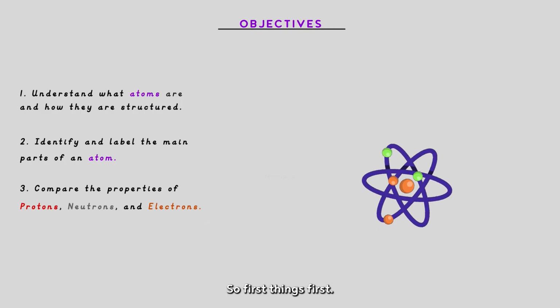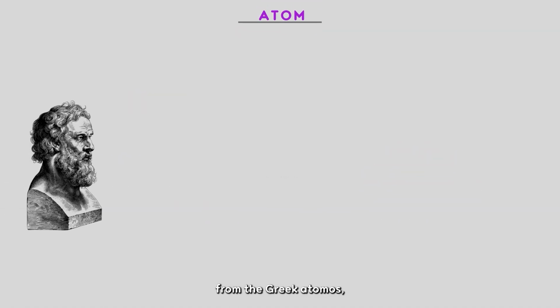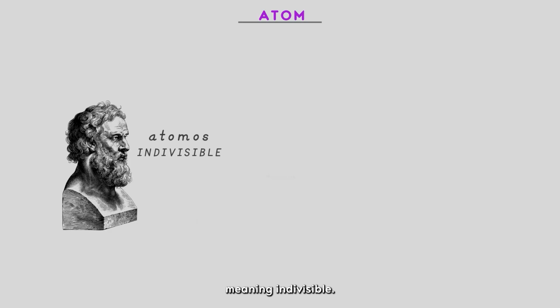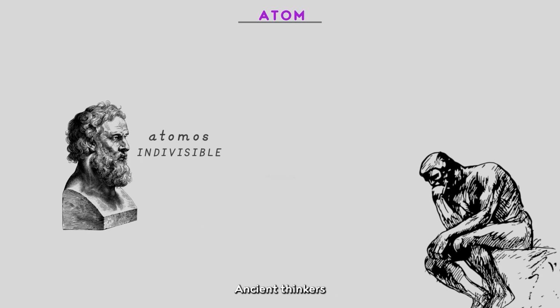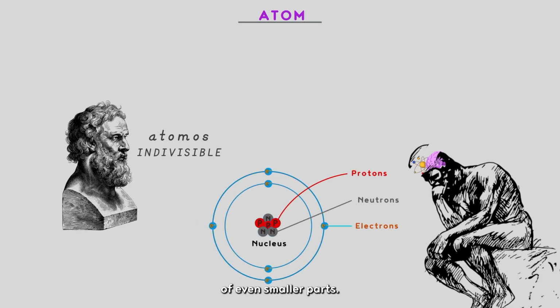So first things first, what is an atom? The word atom comes from the Greek atomos, meaning indivisible. Ancient thinkers thought atoms were the smallest possible particles. But today, we know atoms are made of even smaller parts: protons, neutrons, and electrons.